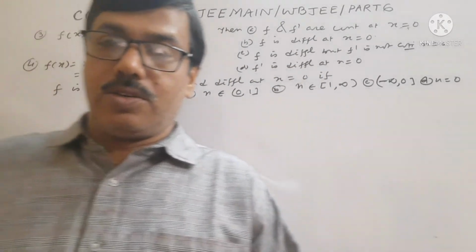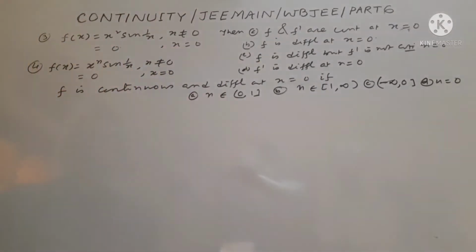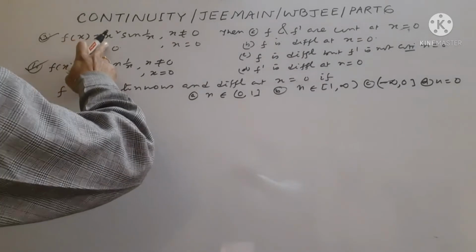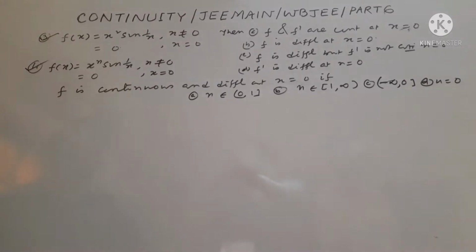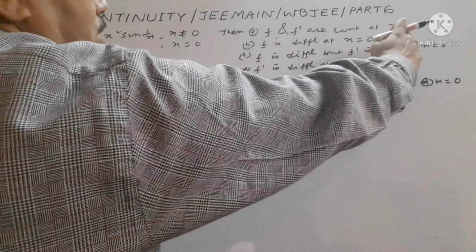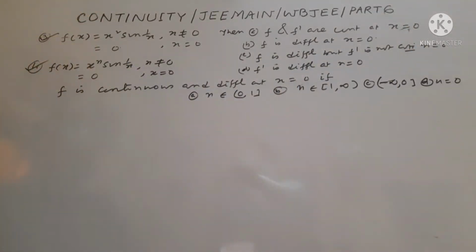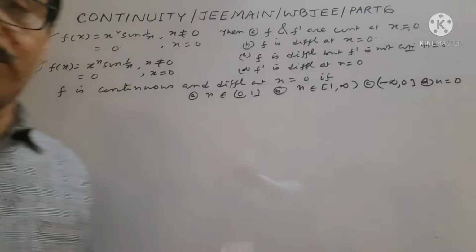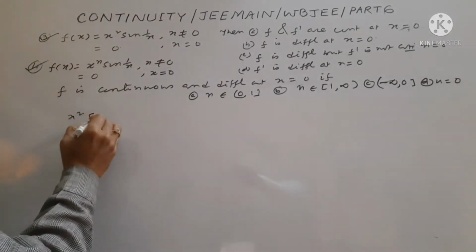Now we consider two similar types of problems, 3 and 4, the most important problems. f(x) equals x square sin 1 by x for x not equal to 0, and 0 for x equals 0. Then f and f dash are continuous, f is differentiable but f dash is not continuous, f dash is differentiable at x equals 0. So, we know x square sin 1 by x.